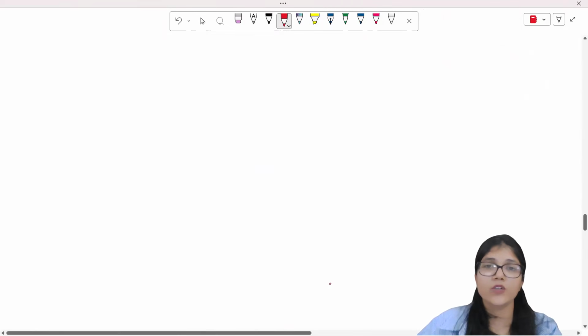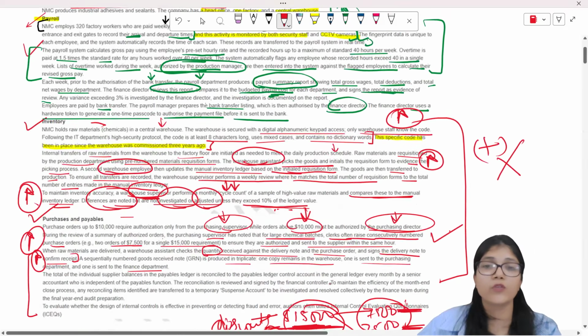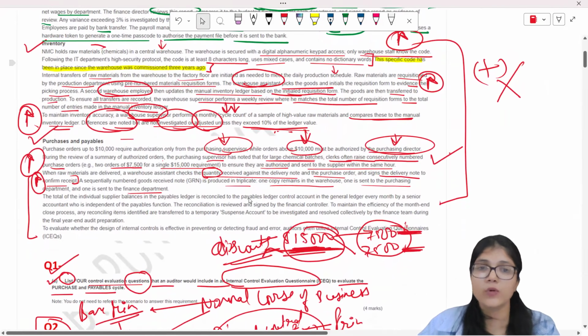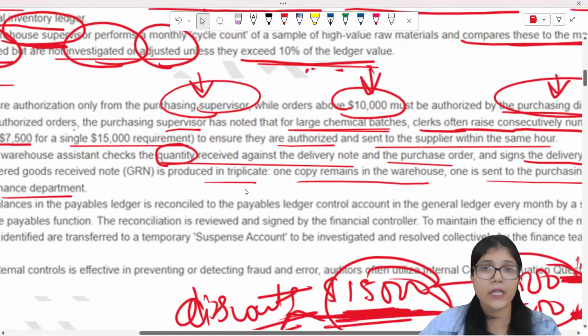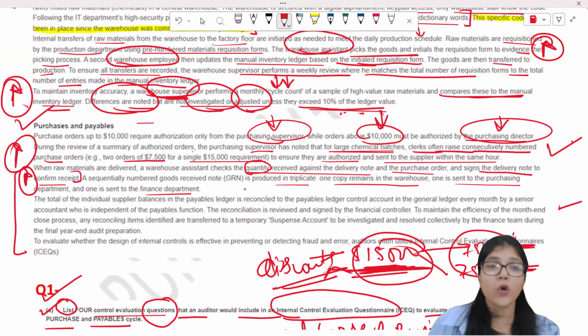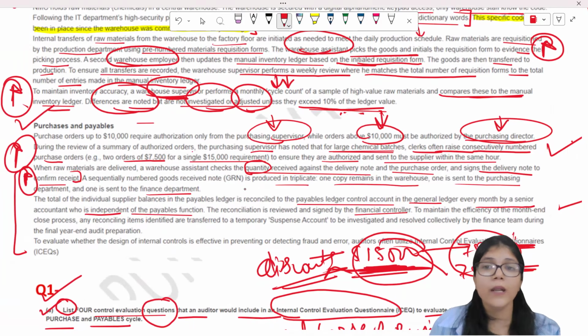So this is again what you can talk about, and recommendation would be that you should also be checking the quality simultaneously. It should be reviewed by a senior person who is probably a director level person who is doing the same. So that's your next answer. Next one. The total of the inventory supplier balances and payable ledger is reconciled to payables ledger control account in the general ledger, and every month by a senior accountant who is independent of the payables function. That's fine. The reconciliation is reviewed and signed by finance controller to maintain efficiency of the month-end close processes.